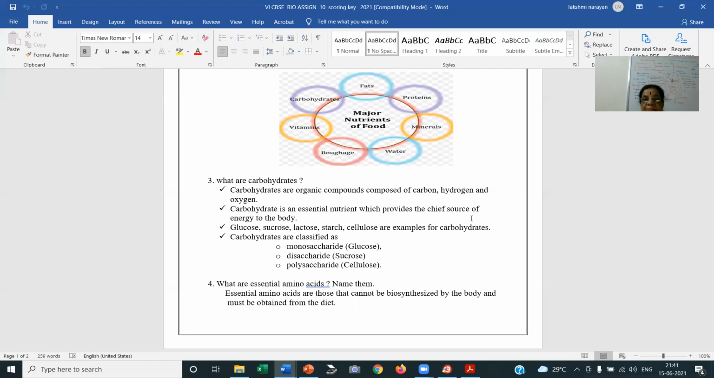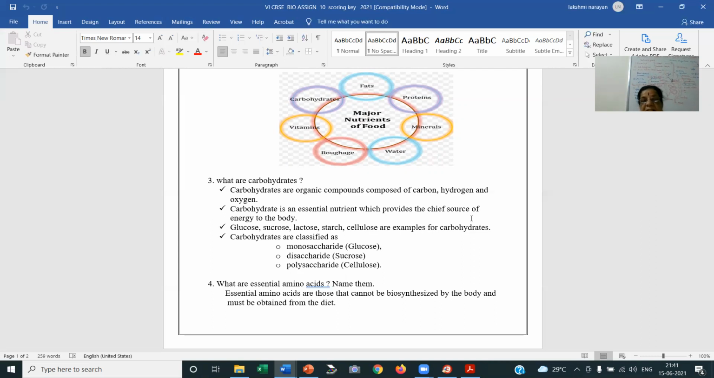You should know the spelling for saccharide: S-A-C-C-H-A-R-I-D-E. Monosaccharides, disaccharides, and polysaccharides. Then, what are essential amino acids? Name them.